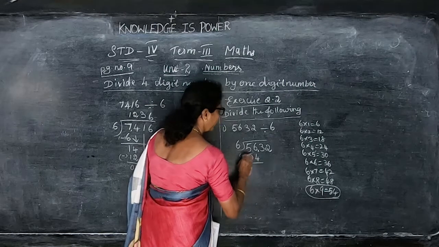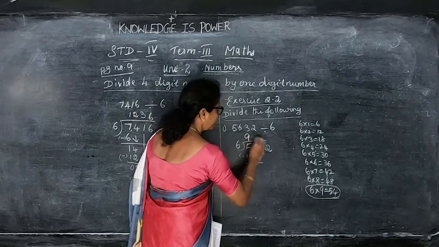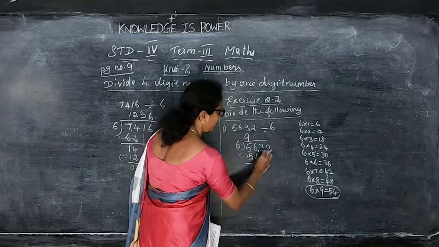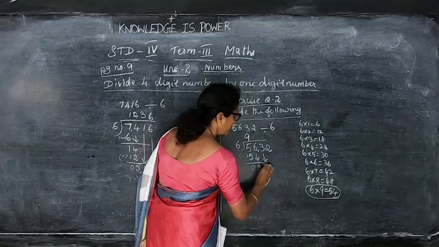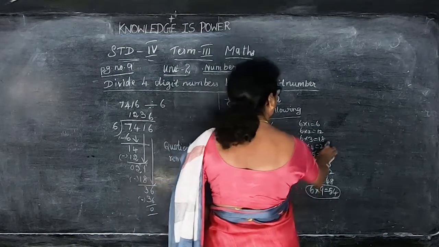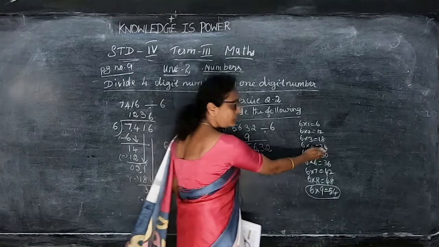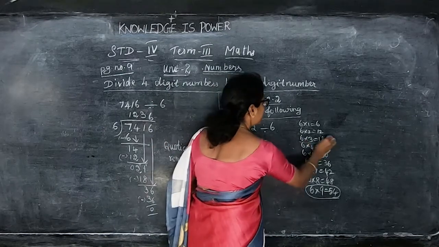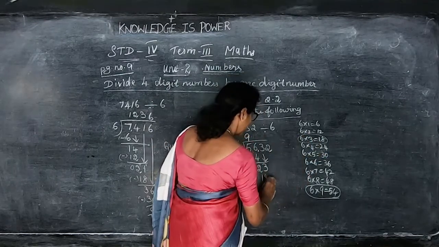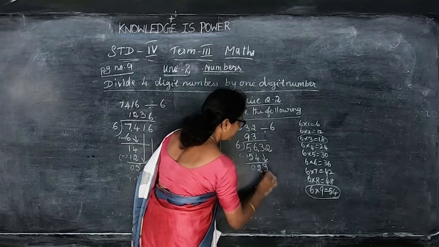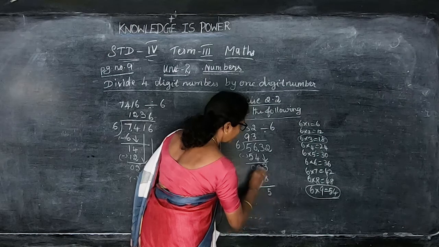So minus, how many times? 9 times. 6 minus 4 is 2, 5 minus 5 is 0. Then you bring down this 3. 23. In the 6 tables, 23 is not there, 24 is there. But 24 is bigger than 23, so we take the smaller number, 18. So how many times? 6 3s are 18. So 23 minus 18 is 5. And this will become 1.